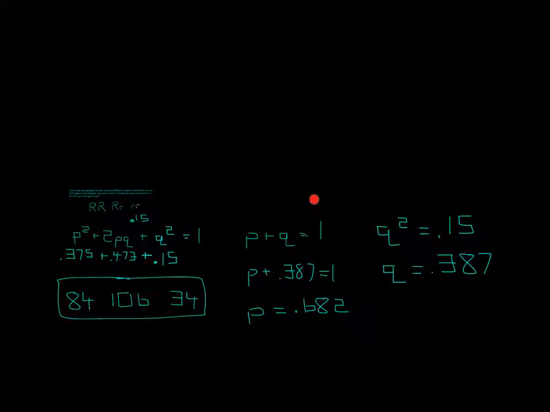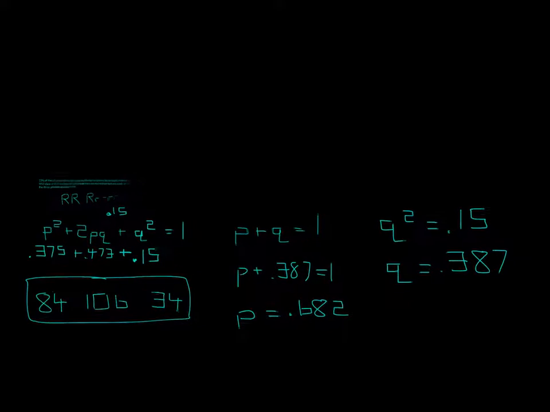We also have the other Hardy-Weinberg equation of p plus q equals 1. So starting from q squared, to get q and therefore the allele frequency, we just take the square root, and the square root of 0.15 is 0.387. And so from that, since we know q, we can plug it into this equation, and then we get 0.682. So now we have the p and the q allele frequencies, right? But we still need the genotype frequencies.